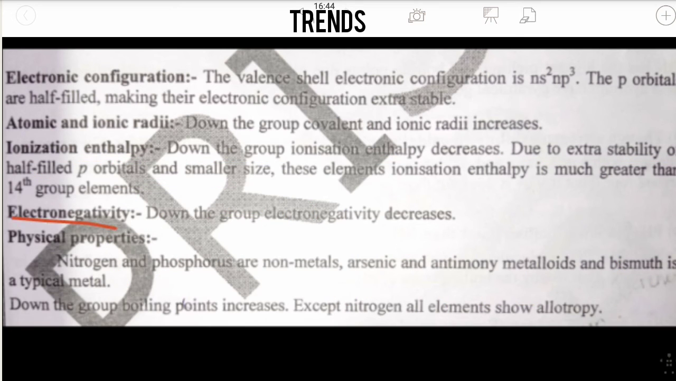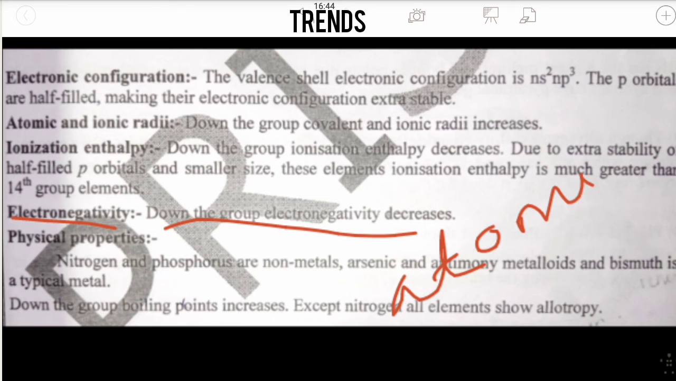Next one is electronegativity. As we go down the group, electronegativity decreases. Why? Because atomic size increases down the group. However, amongst the heavier elements, the difference is not that pronounced.